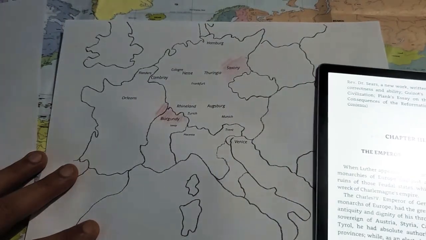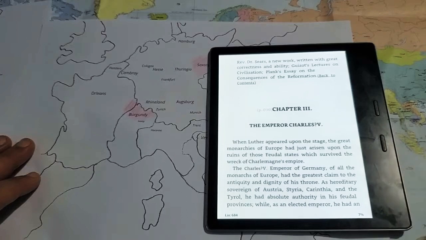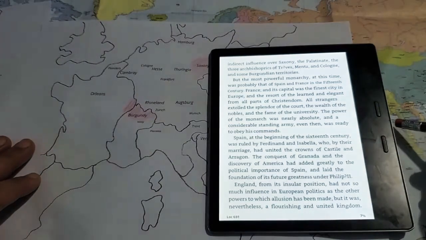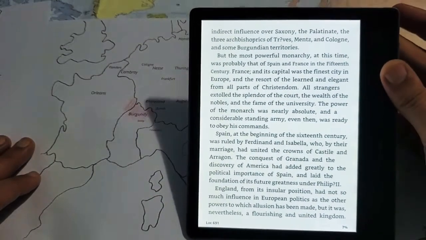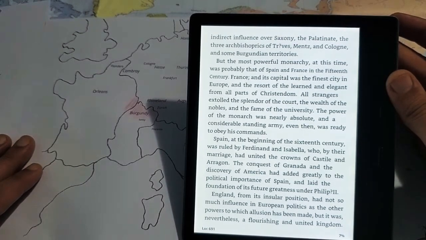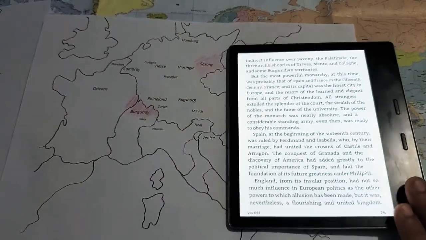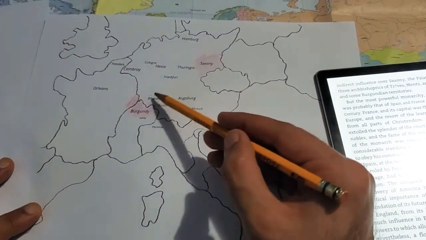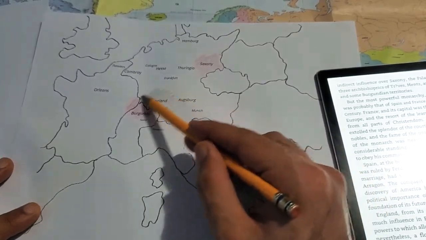So this guy, Charles V, he was already in charge of many important lands. He had absolute authority in his feudal provinces, while as an elected emperor, he had indirect influence over Saxony, the Palatine, and the 3 archbishoprics of Treves, Mentz, and Cologne. Treves has a different name, Mentz has a different name, and Cologne, and some Burgundian territories. And so this is actually a good opportunity because not only was he pretty important, but he also was very influential in the Rhineland, which is the Palatine also in modern-day Germany.